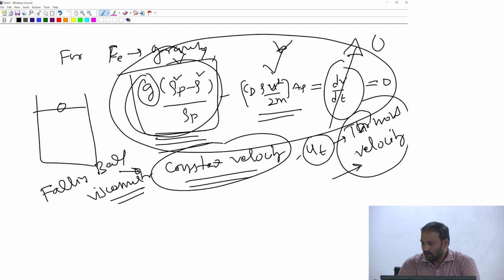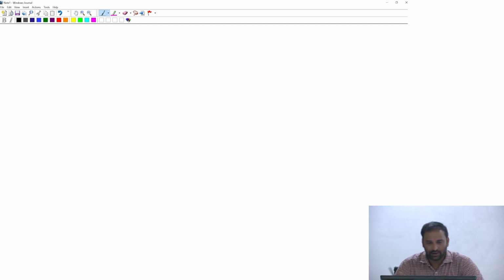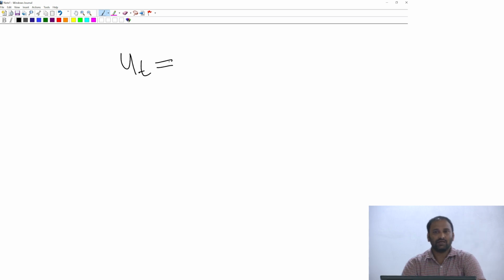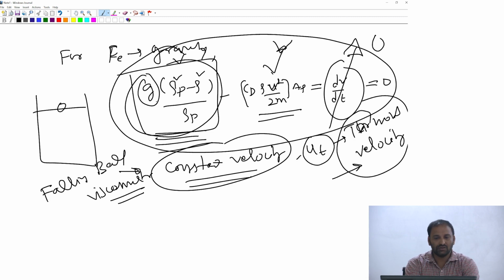So let's equate this to 0 and then get an expression for ut. Basically we'll go to the previous equation. You equate this term, g times (rho p minus rho) divided by rho p, to 0. Can you get me an expression for ut? The condition is that when the velocity of the particle reaches the terminal velocity, your u becomes ut.